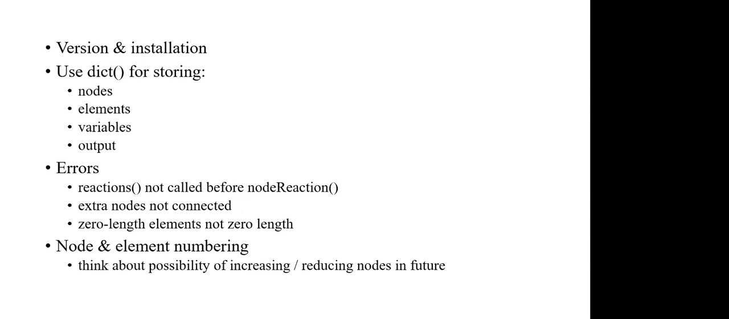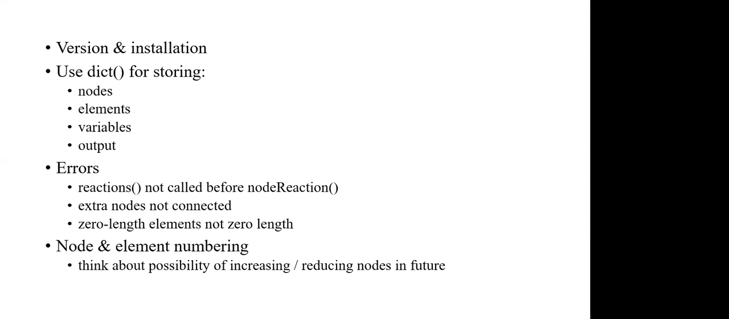Sorry, what kind of errors do you get when the nodes are not connected? Can you tell me that? I can't remember the error. Something like a singular matrix error? Yeah, something like that. It's because of the singular matrix error.